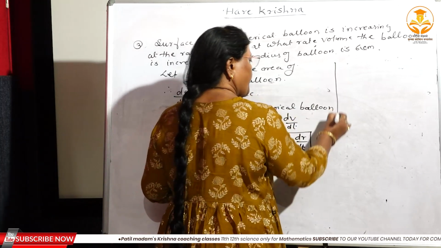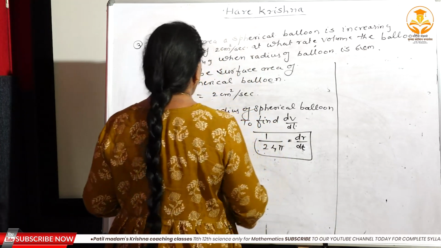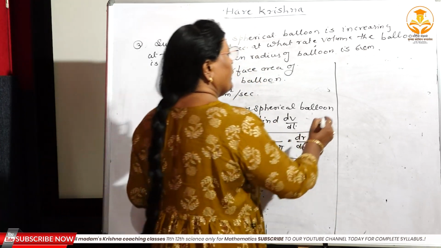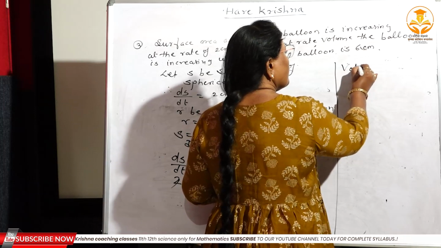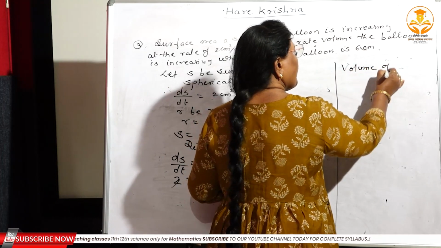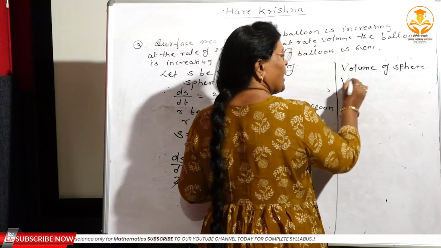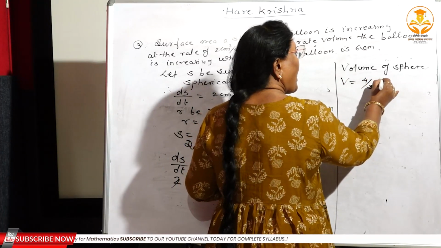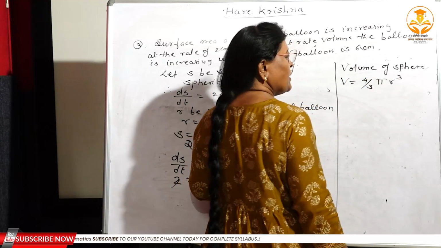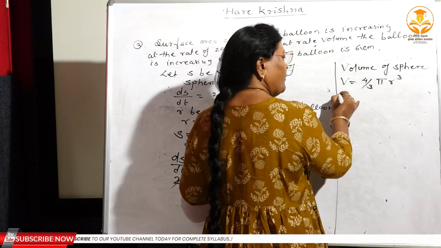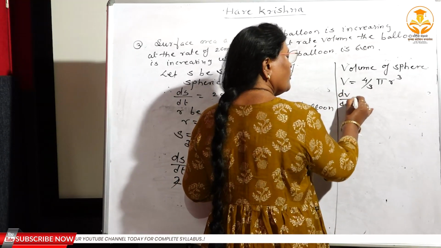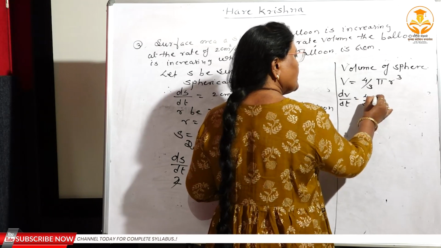Now again, we want to find out dV by dt. Therefore, what is the volume of a sphere? See, what is the volume of a sphere? You have studied in mensuration. What is the volume of a sphere? That is 4 by 3 pi r cube, isn't it? Again, we want to find out dV by dt. Means here 4 by 3 pi remains as it is.